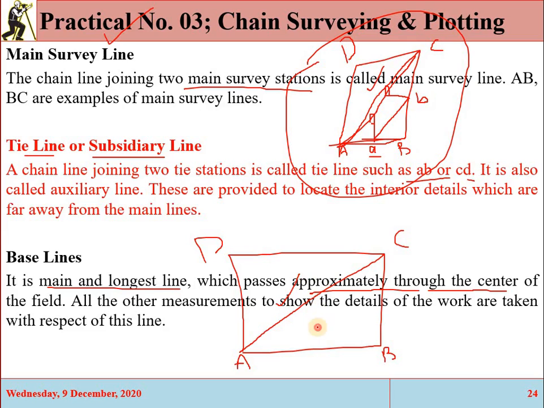And remember, suppose here we have some detail, so now that detail will be represented with respect to this main baseline, okay. All the measurements which show the detail of the inside of the area will be taken with respect to the baseline. So baseline is one of the important lines in the chain survey, and remember that will be taken as the main line or the longest line among the main survey lines, and that will be used for the measurements of the inside details. Okay, mostly the offsets will be drawn from the baseline.